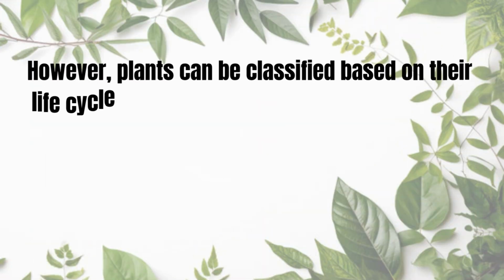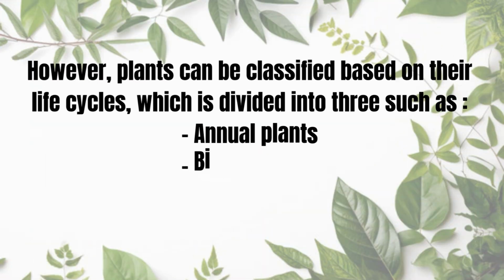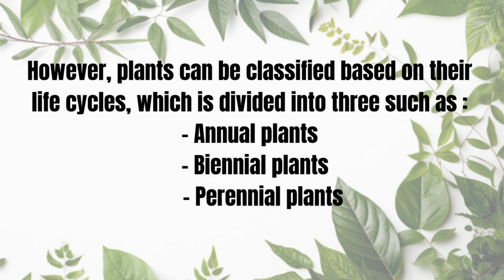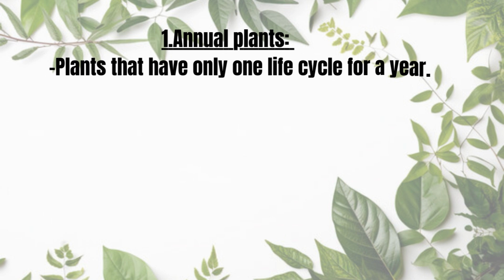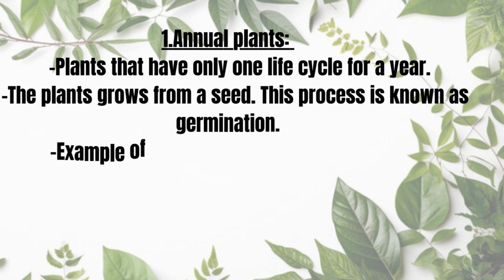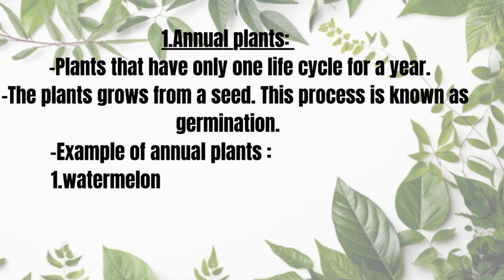However, plants can also be classified based on their life cycles, which are divided into three: annual plants, biennial plants, and perennial plants. Annual plants have only one life cycle in a year. The plant grows from a seed, which is known as germination. Examples of annual plants are watermelon and corn.